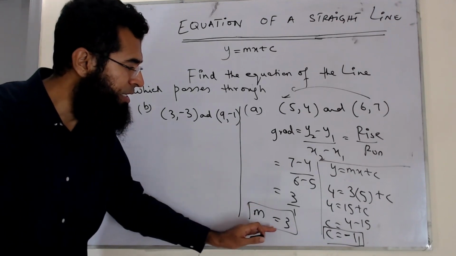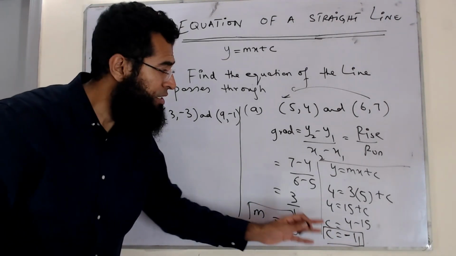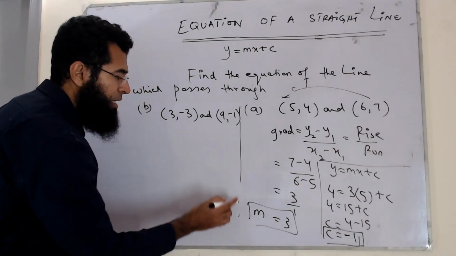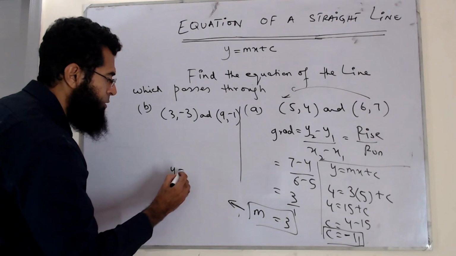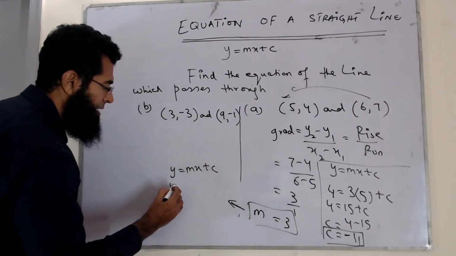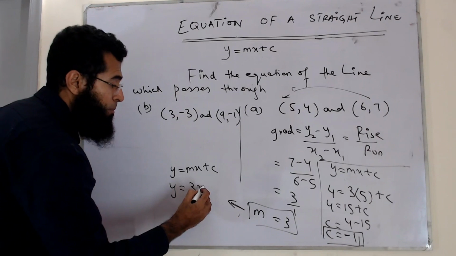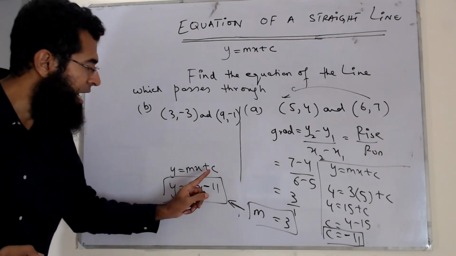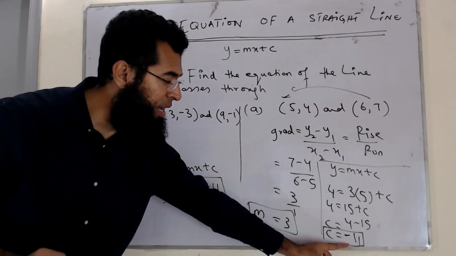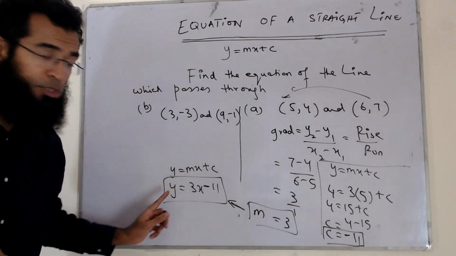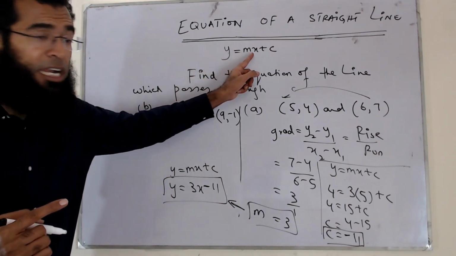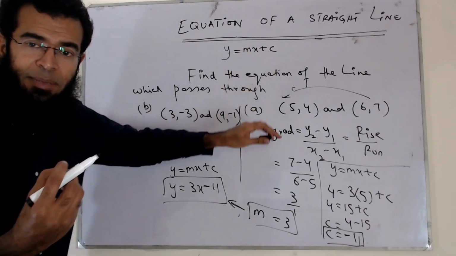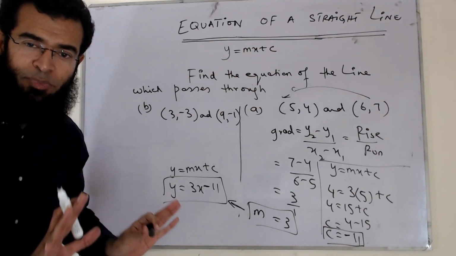We've got the gradient, we've got the value of c. Just simply plug into the original equation. So your answer will be y is equal to mx plus c, and this is 3x minus 11, right? Because the gradient is 3 and the y-intercept, the c, is minus 11. So simply plug in the values and the equation would be in the standard form. You just need to calculate the gradient and c and simply plug in the values. I hope this is pretty simple.